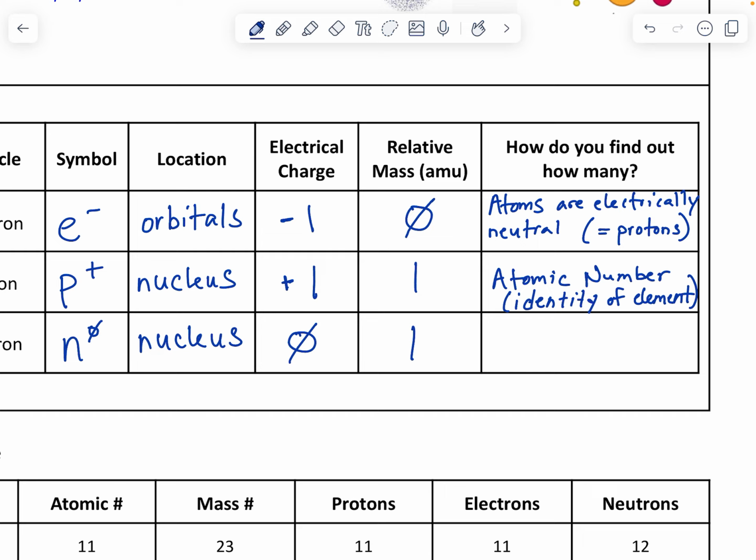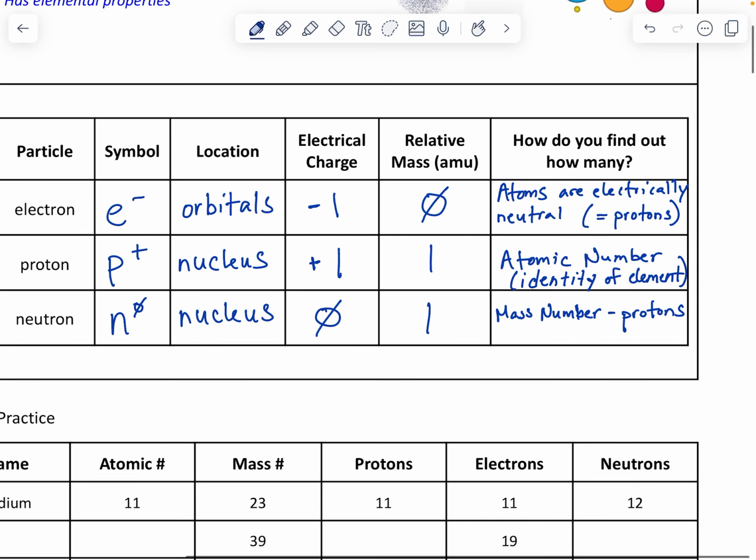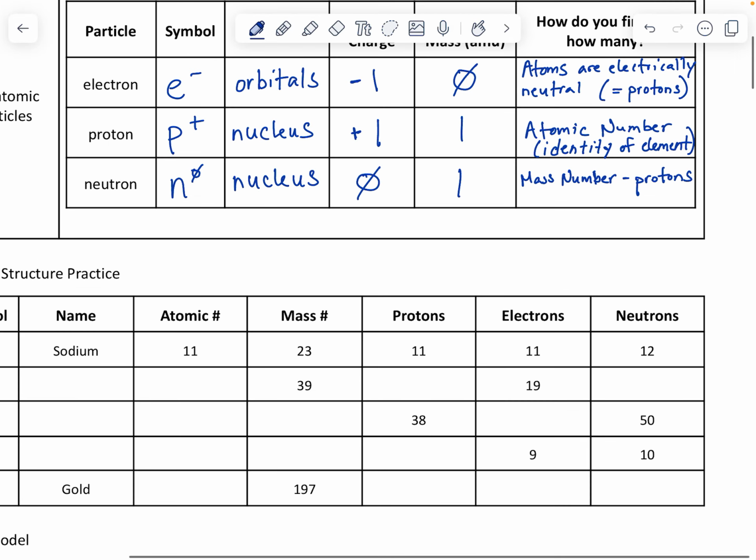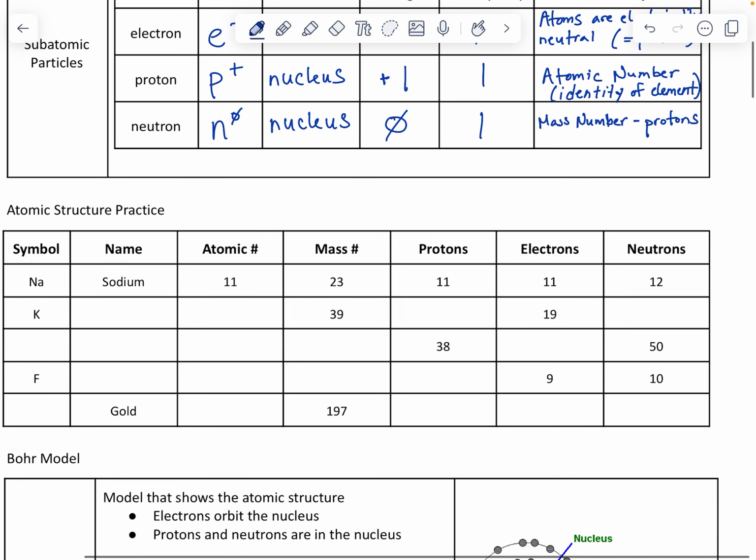And last but not least, the neutrons, we do have a mass number as well. A mass number based on how many protons and neutrons are inside that nucleus. And all we have to do is take the mass number, if we know it, and subtract the protons from it to find the neutron amount. So we did a couple examples here where the first one is done for you.